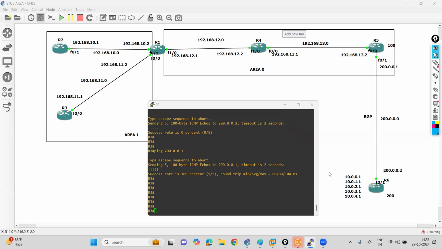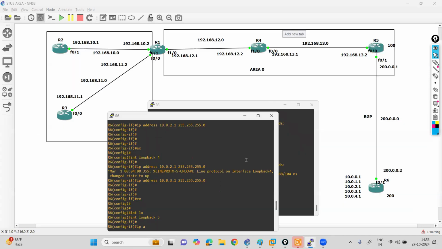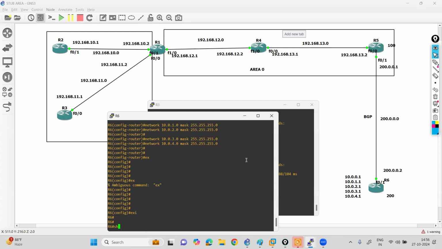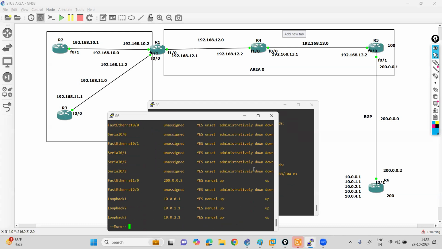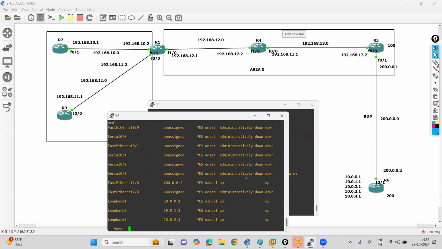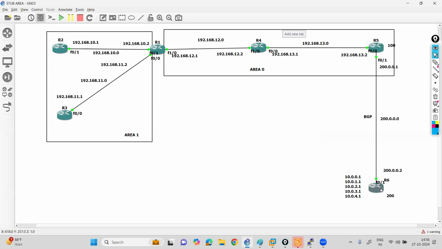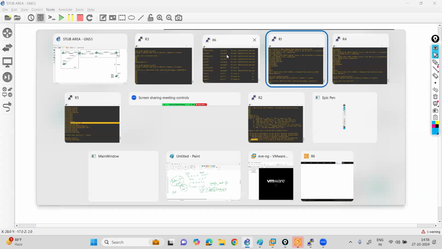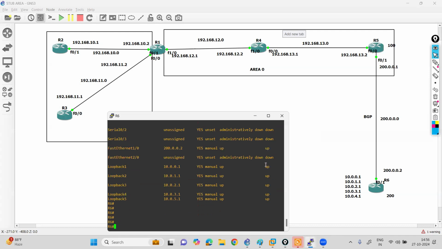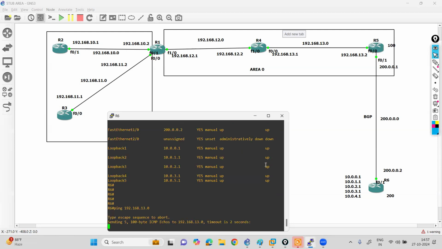Let's go to router number 6. Show ip interface brief. The IP is okay, 200.0.0.2. Let me try to ping from R6 to others. Ping 192.168.13.0.